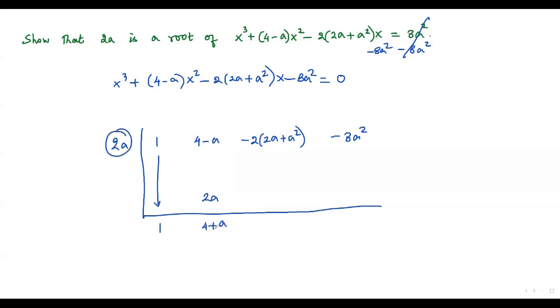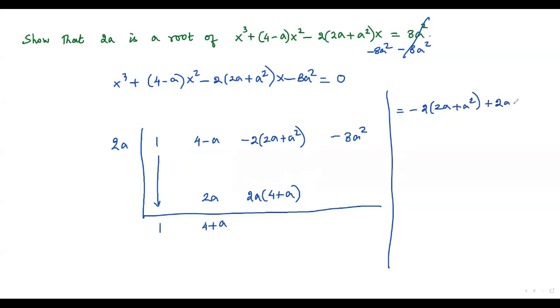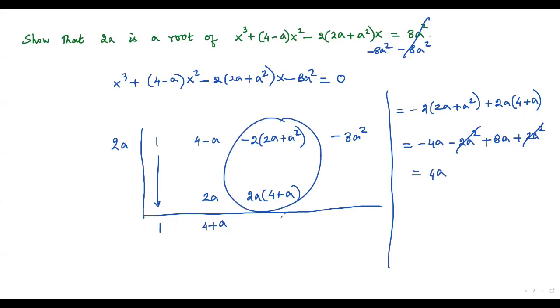Now I have to multiply 2a and 4 + a. When I multiply them, I get 2a times (4 + a). The result has to be written over here, and now I have to combine it with this term. Let me do that separately. Already we have −2(2a + a²), and here we have 2a(4 + a). When I distribute the negative 2 to 2a, I get −4a. When I distribute the −2 to a², I get −2a². Now 2a distributed to 4 gives +8a, and distributed to a gives +2a². So −2a² and +2a² become 0. When I combine −4a and +8a, I get +4a. So when I combine these two terms, I get +4a.